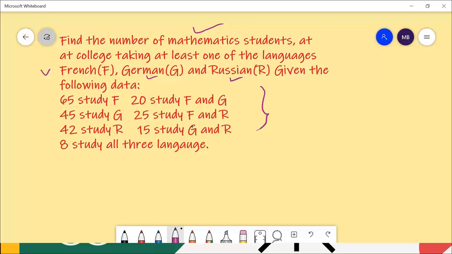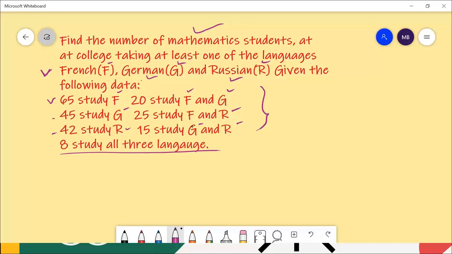The given data is: there are 65 that study French, 20 that study French and German, 45 that study German, 25 that study French and Russian, 42 that study Russian, 15 that study German and Russian, and there are 8 that study all three languages. So now we have to find the total number of students that take at least one of these languages. We can represent these different classes with symbols: French students with F, German students with G, and Russian students with R.